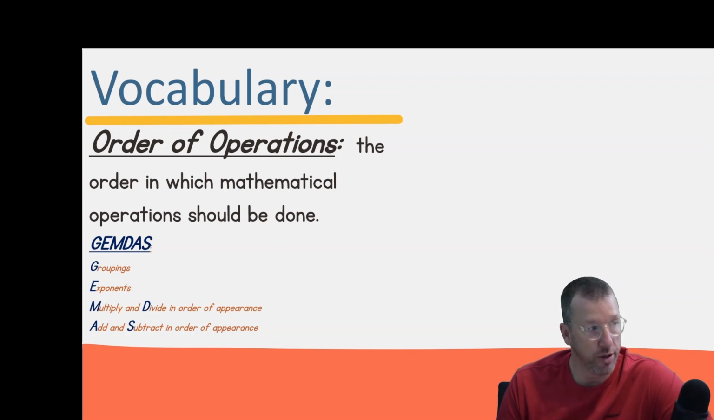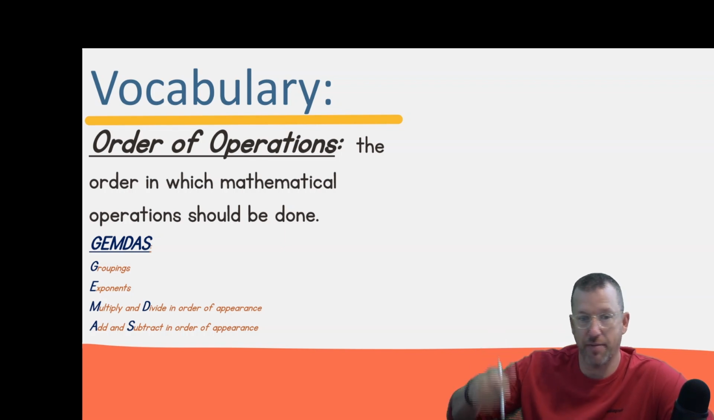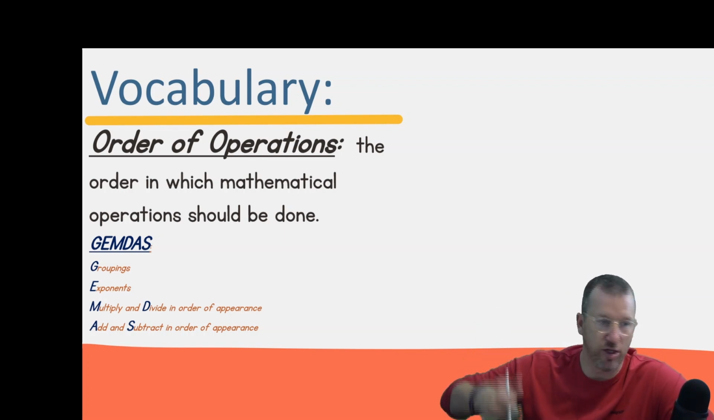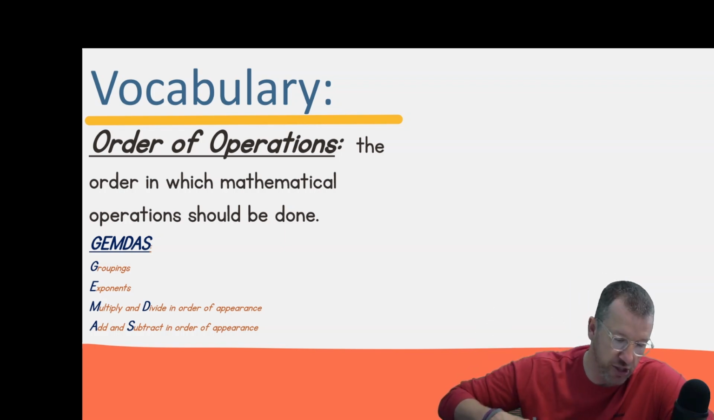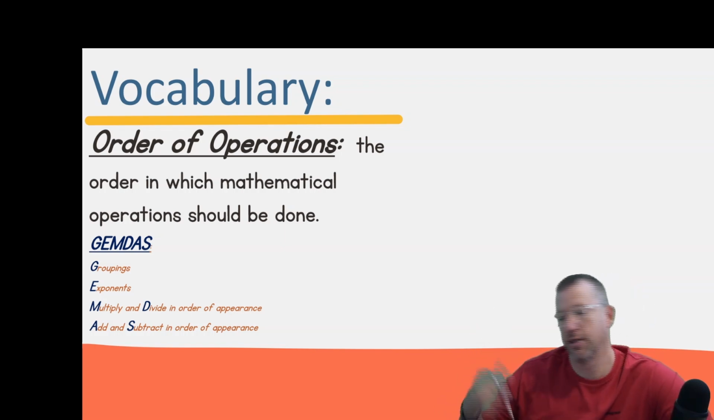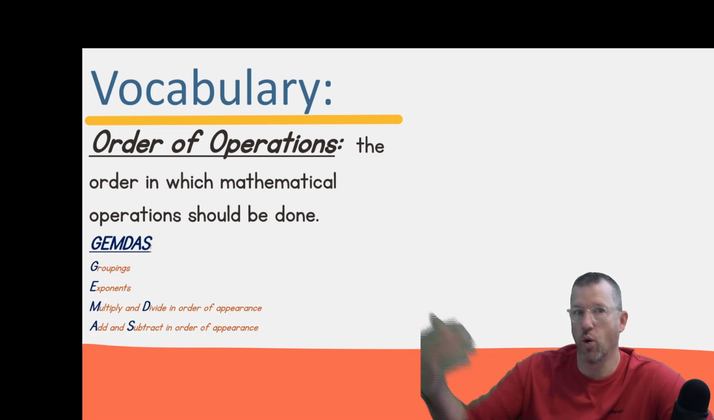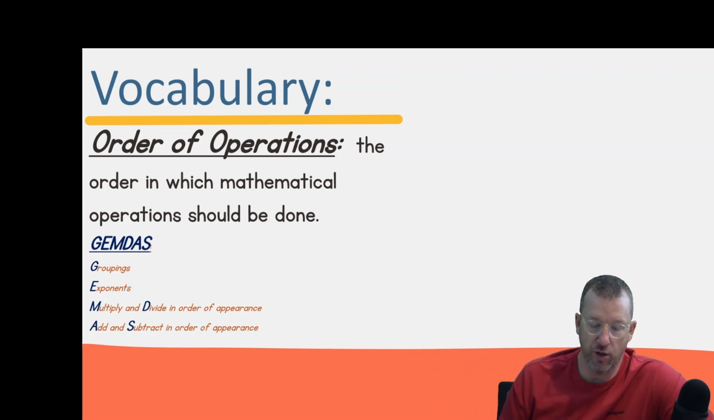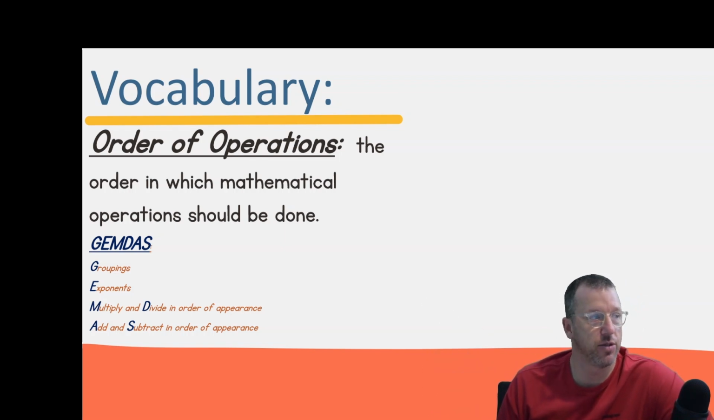All right, next up, order of operations, which we've mentioned. This is just the order, like a sequence. I'm going to get out of bed. I'm going to go brush my teeth. I'm going to take a shower. I'm going to get dressed. I'm going to drive to school. That's the order of my morning. The order of operations is simply telling us which operations we are going to do in what order.